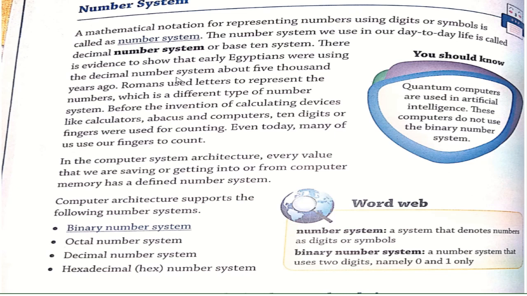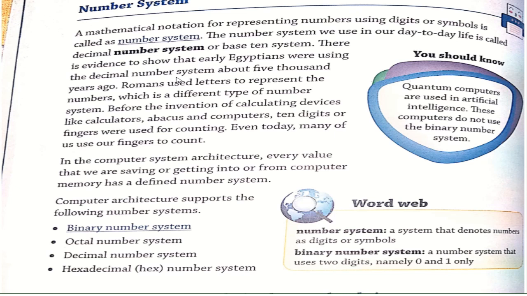But in computer we learn many more number systems. So what are those? Computer architecture supports the following number systems. First is your binary number system, which supports two digits. Next is octal number system, which uses 8 digits from 0 to 7: 0 1 2 3 4 5 6 7. These digits are used in your octal number system. Next is decimal number system. In decimal number system, the digits used are from 0 to 9. You have to remember it.